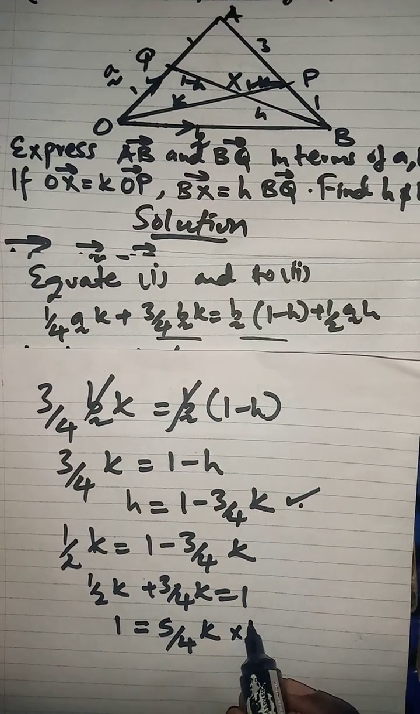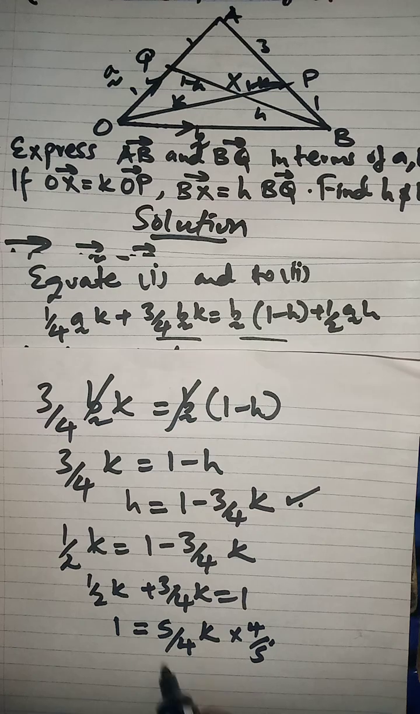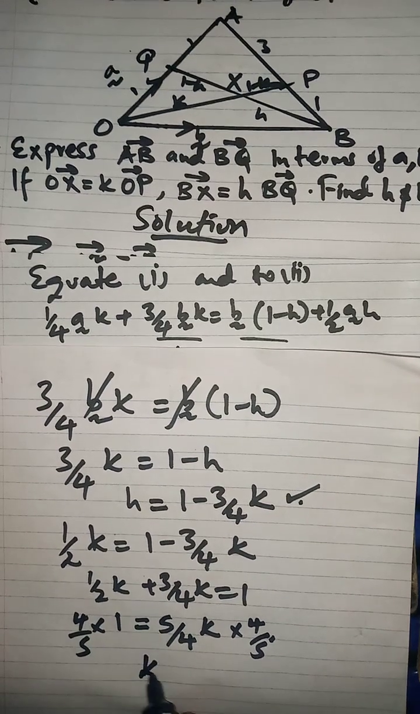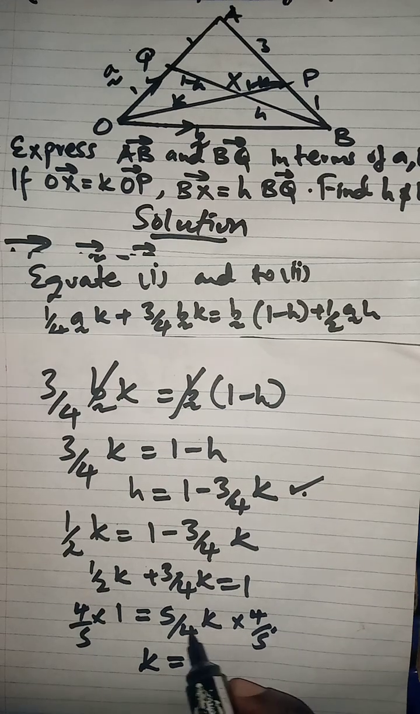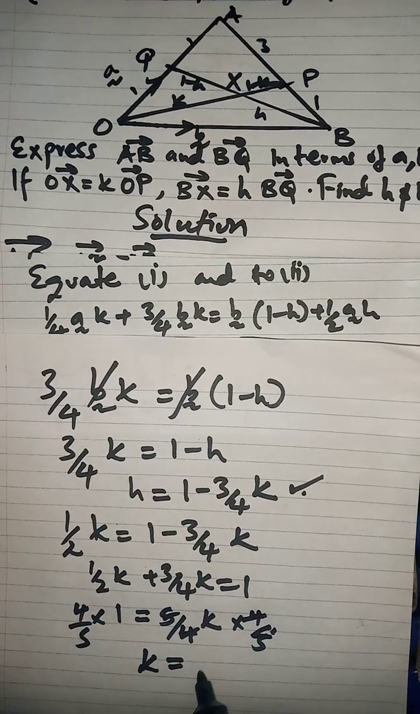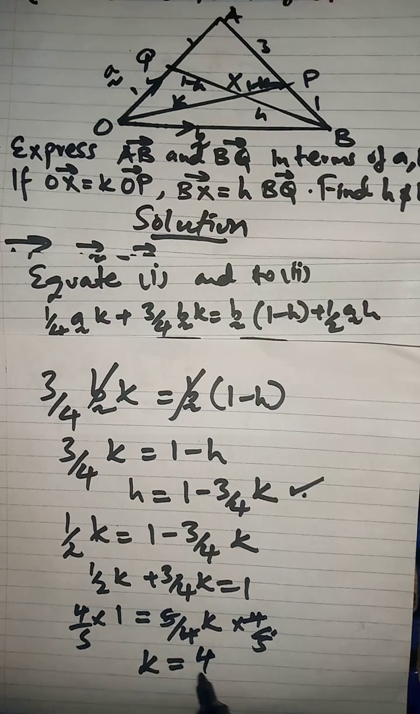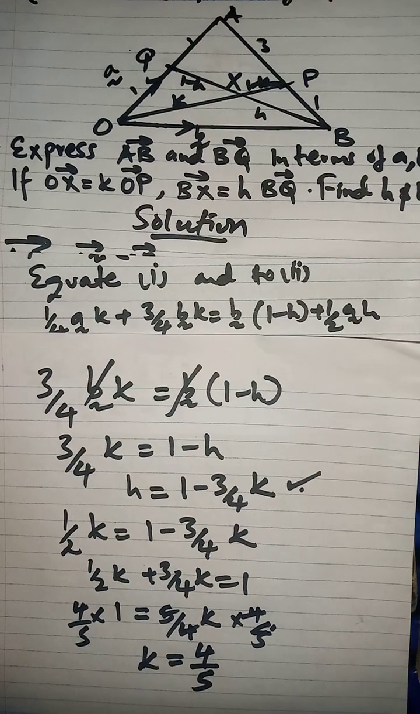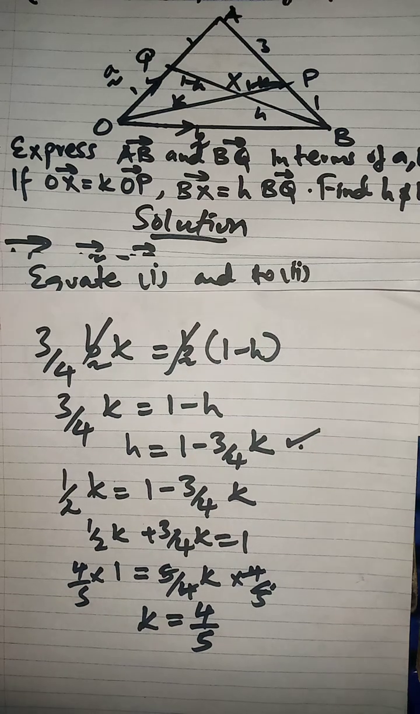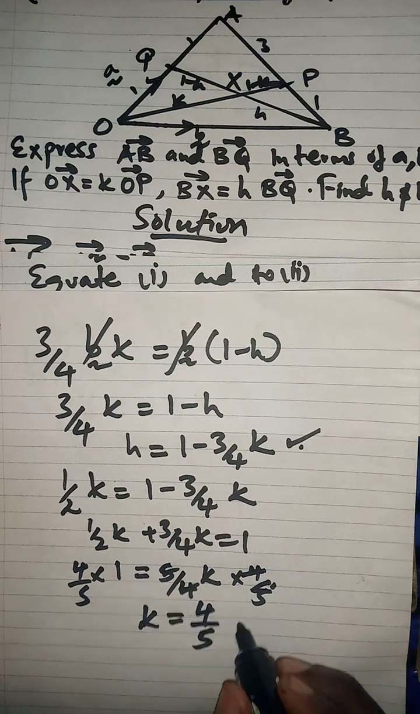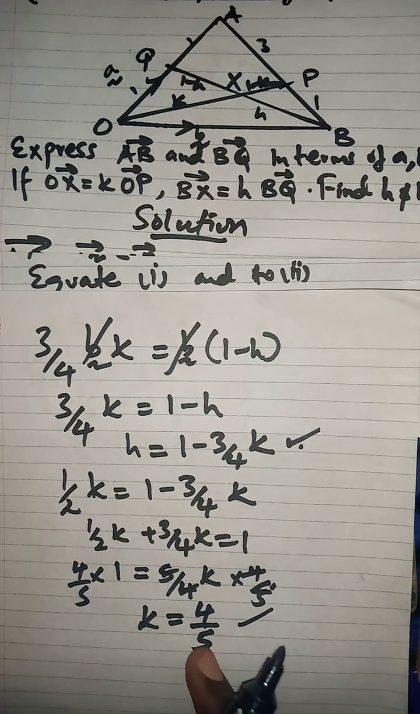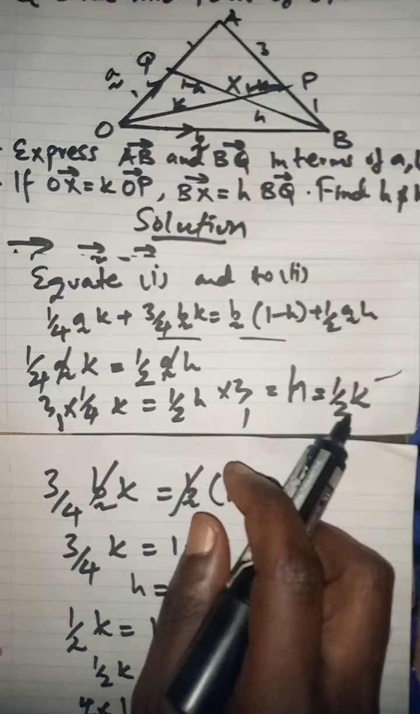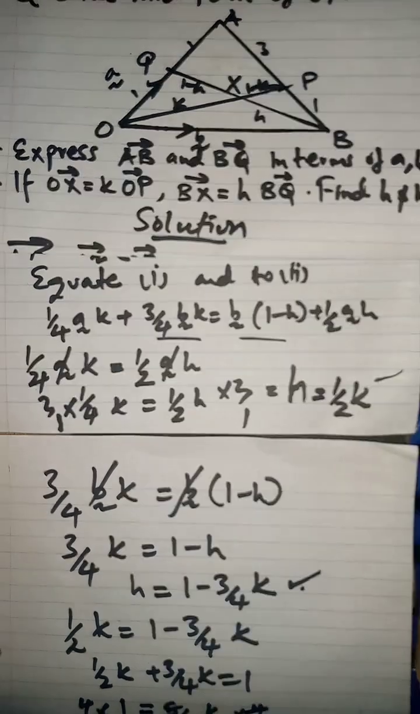And cross multiplying by the reciprocal of 5 over 4, I'm going to get the value of K now as, if you cancel like that, you're able to see that it gives you 4 over 5 as the first value of K, a scalar quantity that we were asked. So I'm going to replace K as 4 over 5 in this particular point so that I get the value of H.